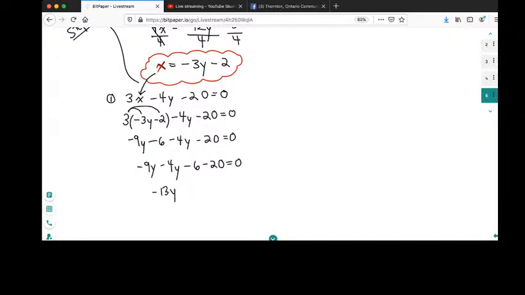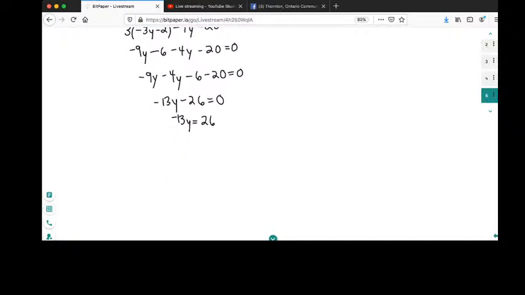So then negative 6 minus negative 20 is going to be negative 26. All of that equals 0. We need to isolate for y because the whole point of this is to give ourselves an answer for y and for x, right? So I'm going to isolate that. So it's going to be negative 13y equals positive 26 because I'm moving it over to the other side. And then I'm just dividing off negative 13, which works out really well because that makes y equal to negative 2. Okay, so I've now solved for the y value.